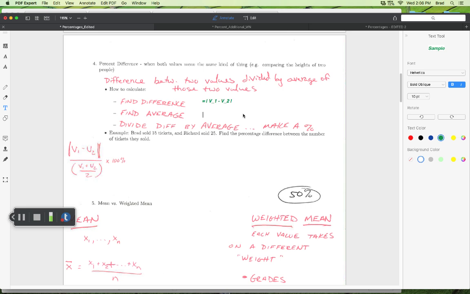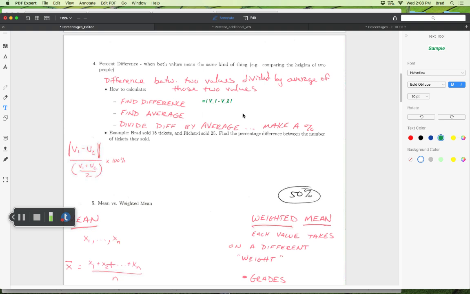It doesn't make sense to necessarily take the difference between Brad's height and Ashley's height and divide by Brad's height. Nor does it necessarily make sense to divide by Ashley's height, because again, we're not talking about a change of Ashley's height or a change of Brad's height. So what we do is we'll divide by the average of their two heights to see this percent difference between them.